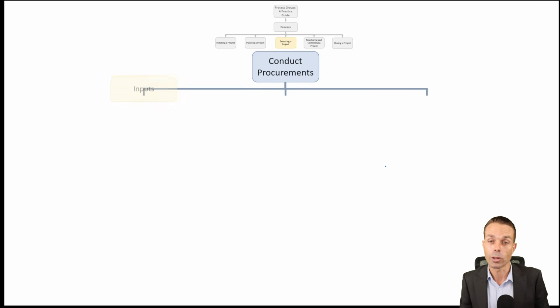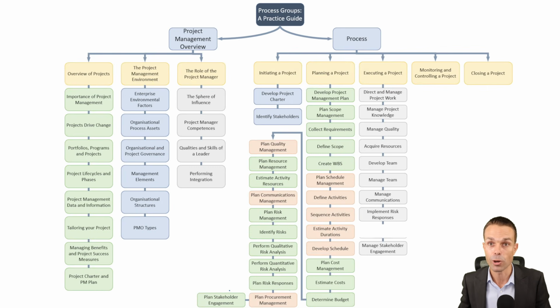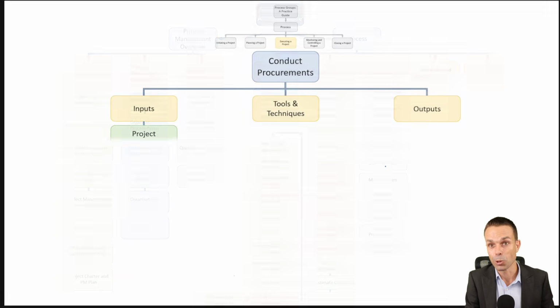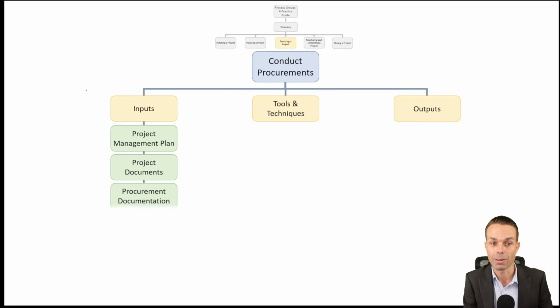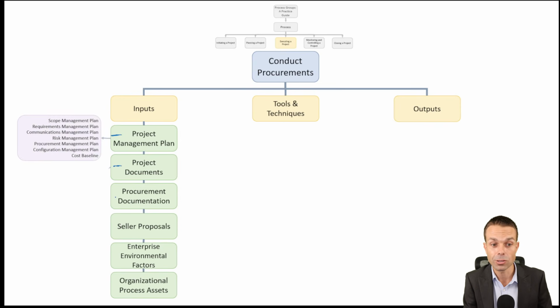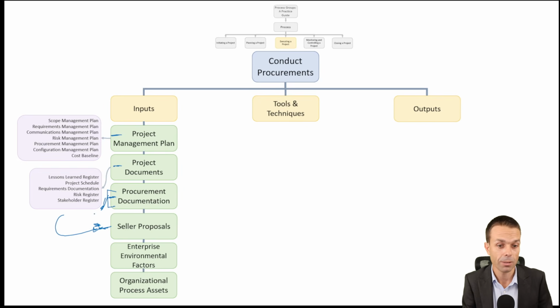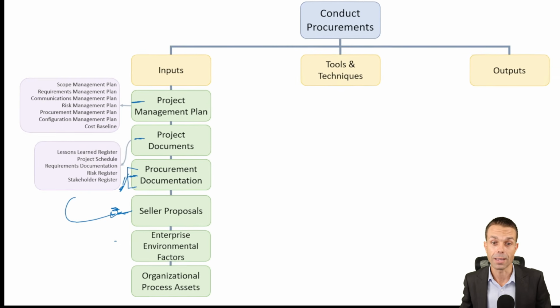Executing a project, we're going to conduct the procurements for any third-party vendor. We'll need our procurement management plan as part of our project management plan. Project documents, procurement documentation, so that could be our proposals, our request for proposal, our statement of work, source selection criteria, all of those things. Seller proposals, we gather them back from the sellers and then we can make a decision on who to proceed with. And EEFs and OPAs.